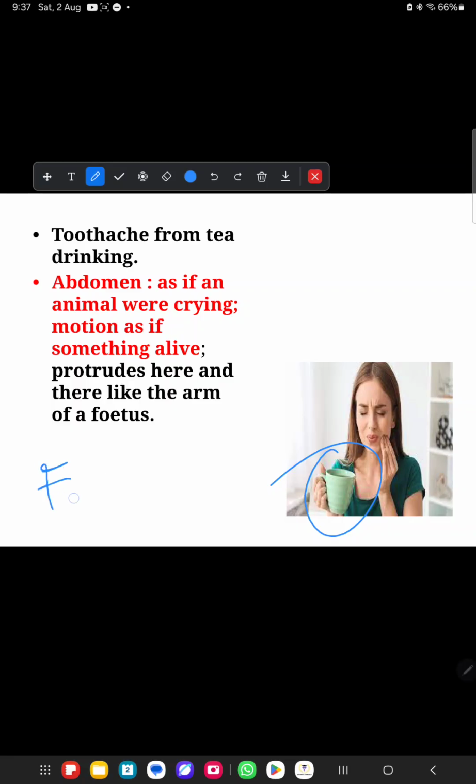Fluoric acid. Yes, very good, Ina. That is fluoric acid. Excellent.